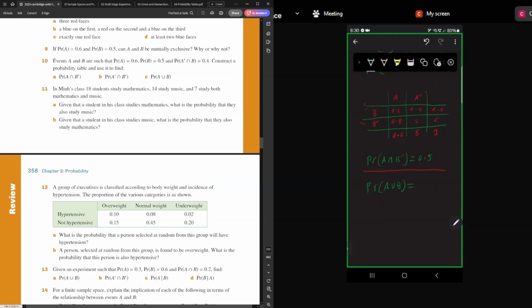The union, so we found out the probability of A and then the probability of B. So we just add 0.6 and 0.5, and then we subtract 0.1, which is the probability of A intersection B. Yeah, correct. That value gives you your probability of A union B. Perfect, exactly right. So that's just the addition rule, or the union equation: probability of A plus probability of B minus the intersection.